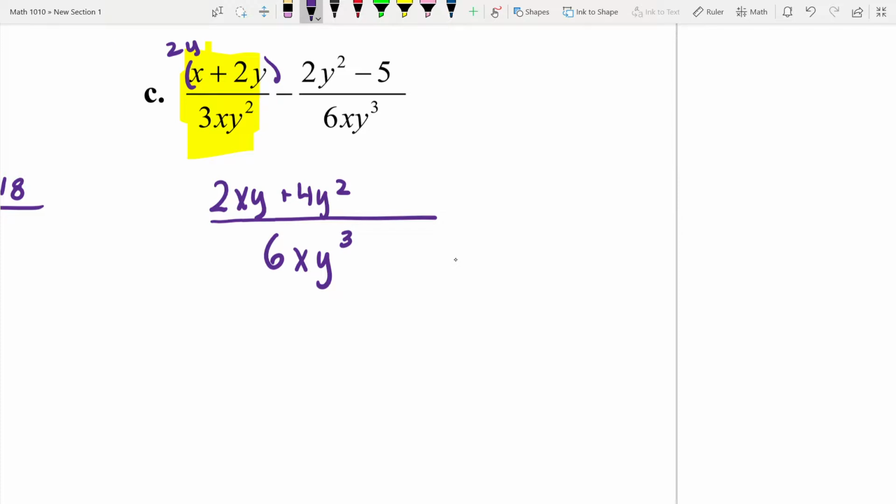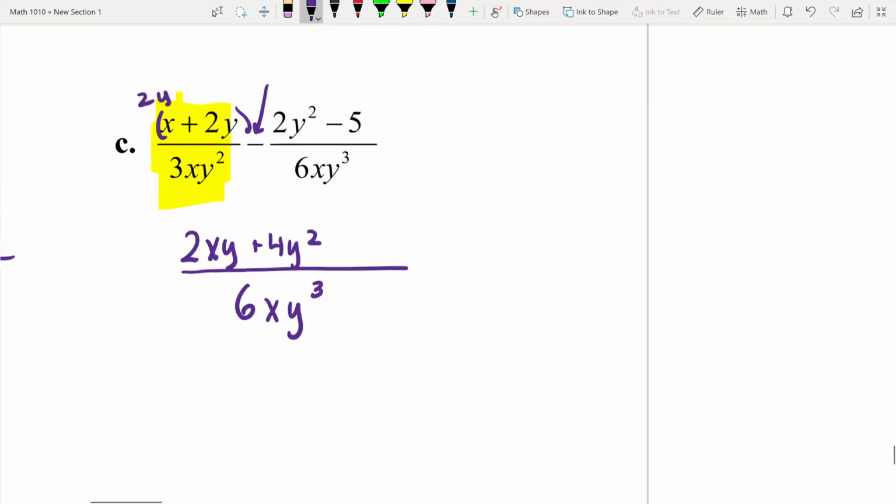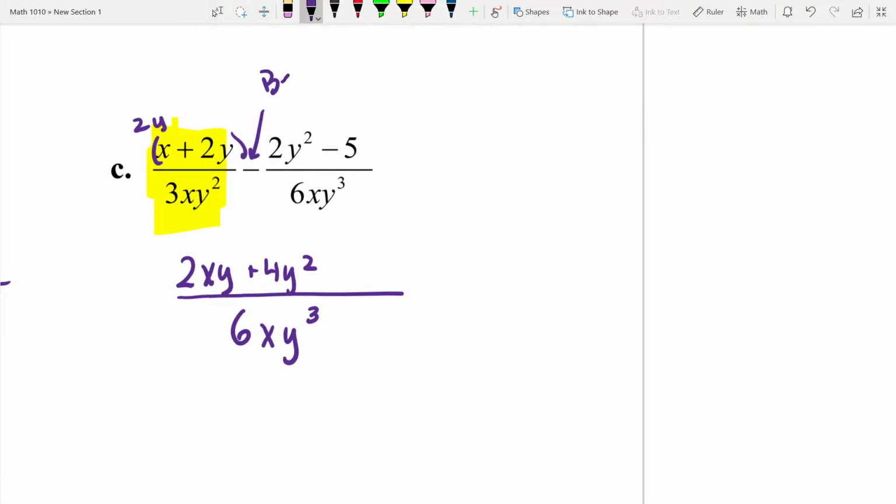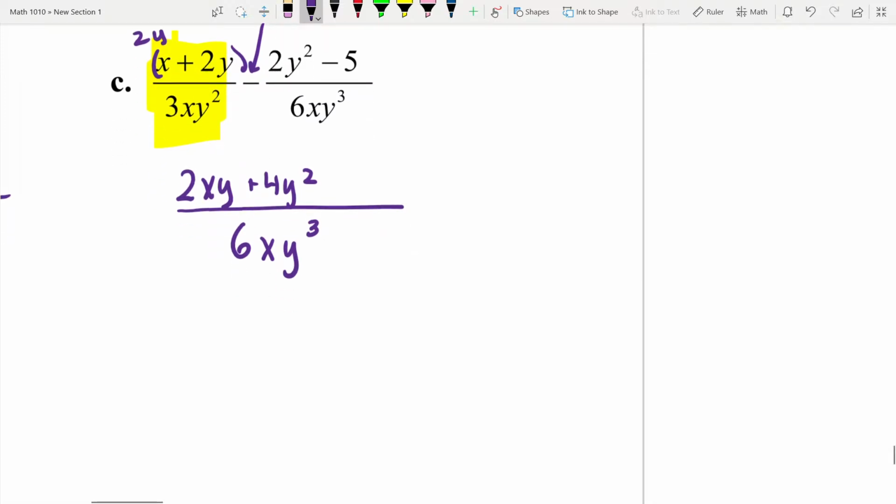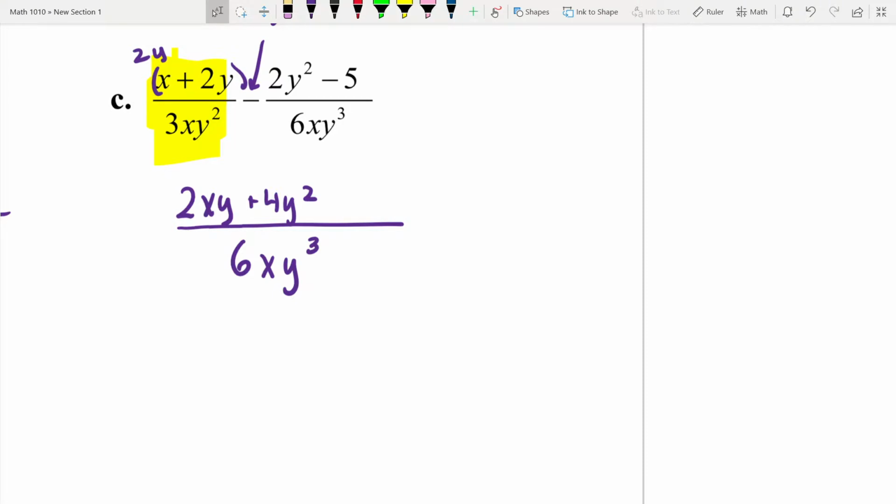See this negative right there? Why don't you draw an arrow right there and write a note to yourself that says, be careful. You have to distribute that negative into both of those terms. Look, I need a 6, I've got a 6. I need an x, I've got an x. I need a y to the third, I've got a y to the third. That guy's good to go.